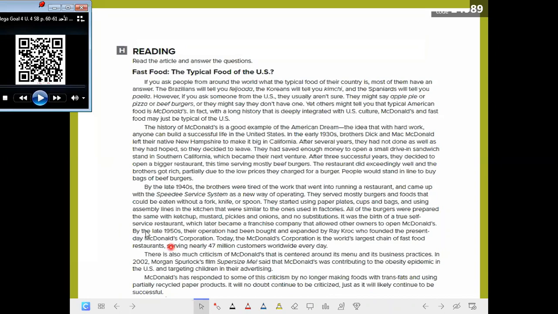Okay, I want you to read this part. McDonald's was contributing to the obesity epidemic in the US and targeting children in their advertising. Excellent, bravo. Here in this part he says they were helping spread the epidemic because they target children with this fast food.